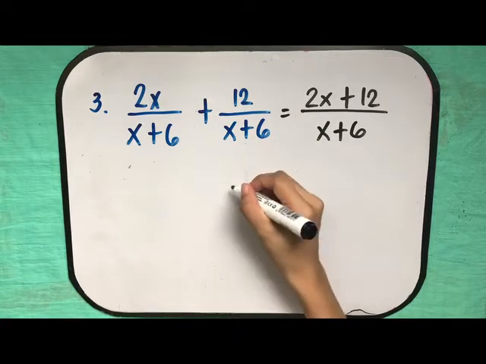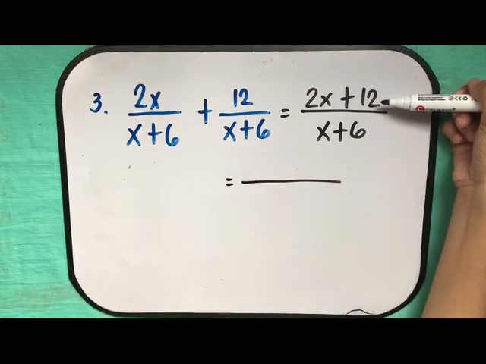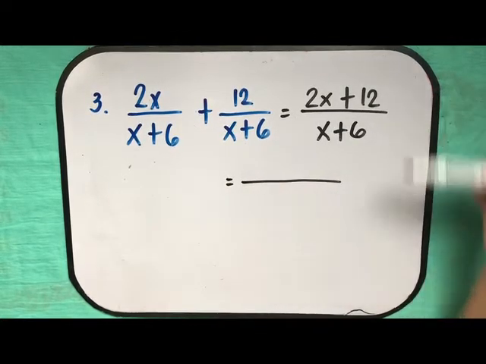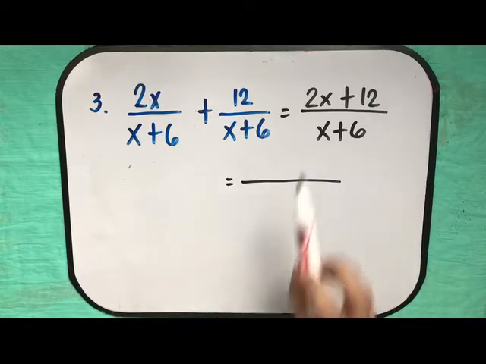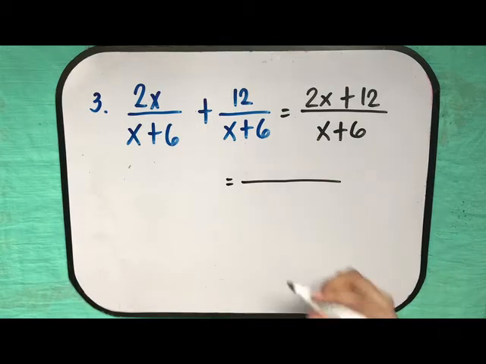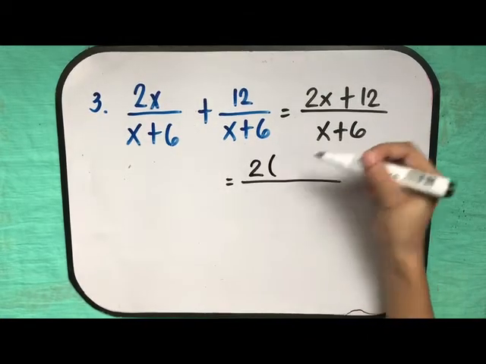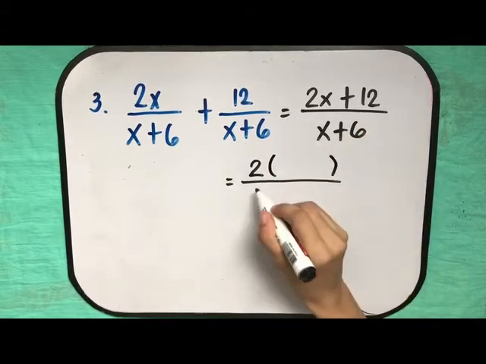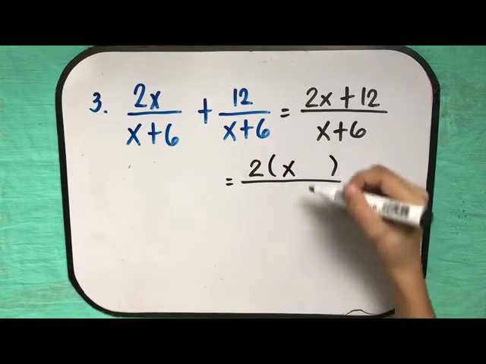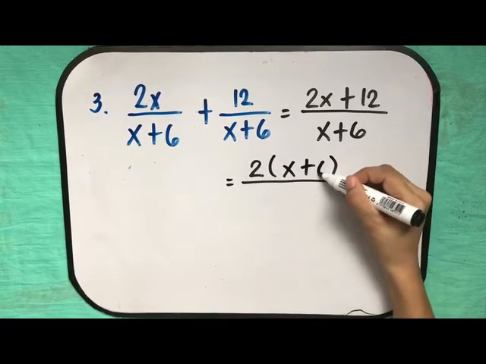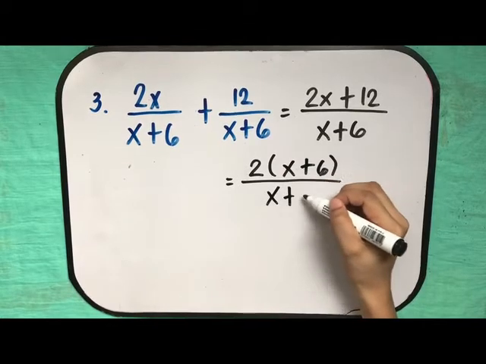Now, let's see. What factoring method can we apply in the numerator 2x plus 12? Yes, so we can apply here common monomial factoring. What is common between 2x and 12? They are common in 2. Now, get the remaining factor by dividing it. 2x divided by 2, you get x. Positive 12 divided by 2, you get positive 6. Then just copy the denominator, x plus 6.